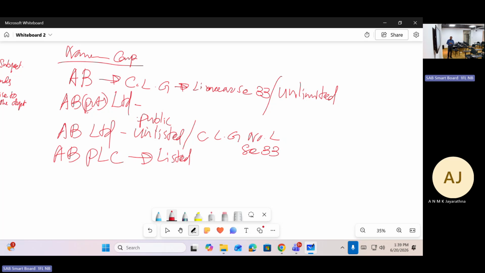Let me go over the types. Private company, listed company, unlisted company, company limited by guarantee. If the license is granted, they need not mention the word limited. If the license is not granted, then they have to mention the word limited, like AB limited. And if it is an unlimited company, they have to mention their name as AB, since their shareholders' liability is unlimited. They cannot use the word limited. Understood? These are the types of companies.